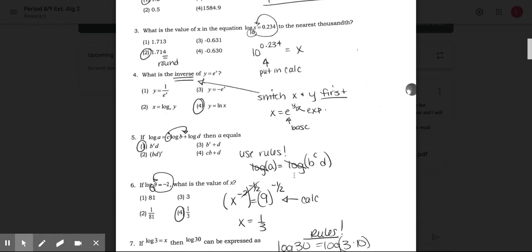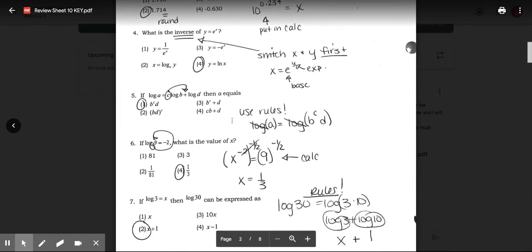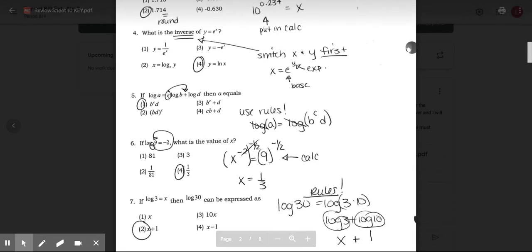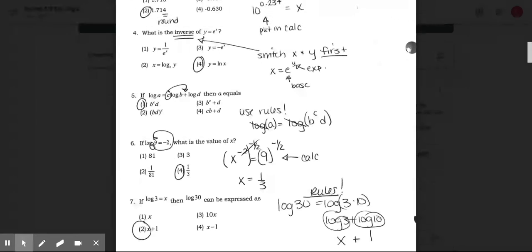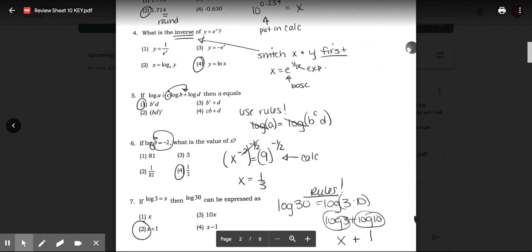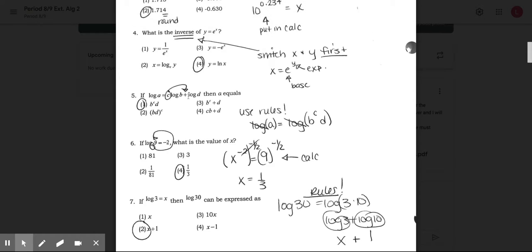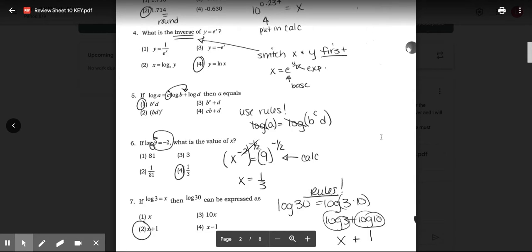Number 5 is using your log rules. Okay, so this is using 2 rules actually. So this has the product rule, the C in the front, and it has a plus sign. When you're doing these log rules, when you're condensing, you want one log. So I would write one log, put the parentheses, and then put everything into that parentheses. So that B is to the C times D, right? So the C in the front becomes the exponent and the plus changes to multiplication.